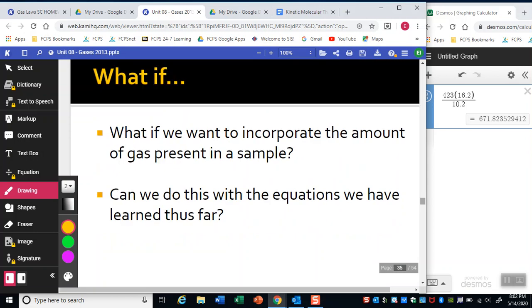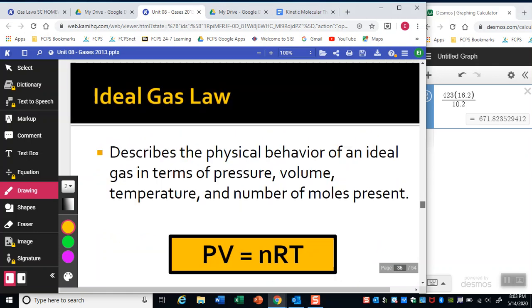So, what if we want to incorporate the amount of gas that is present in the sample? Can we do this with the equations we have learned thus far? All right, that's the question. What do you think? Well, no, we didn't talk about the number of moles or the number of particles. So this brings us to the ideal gas law.